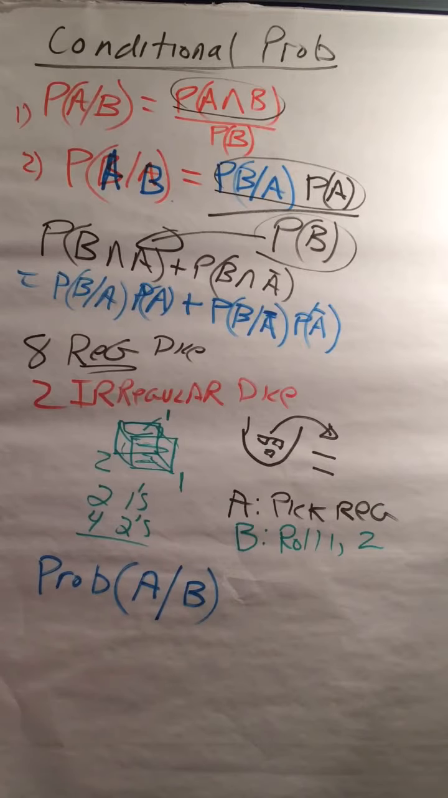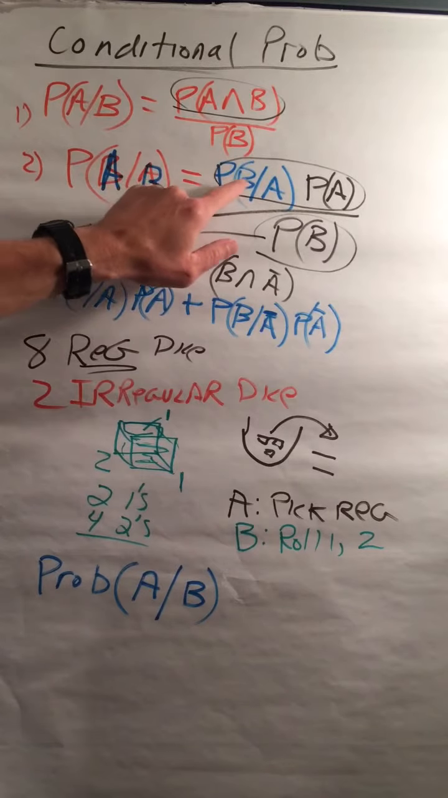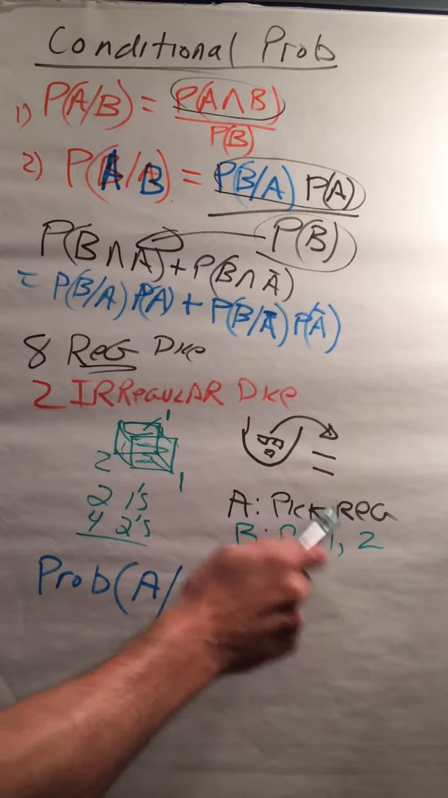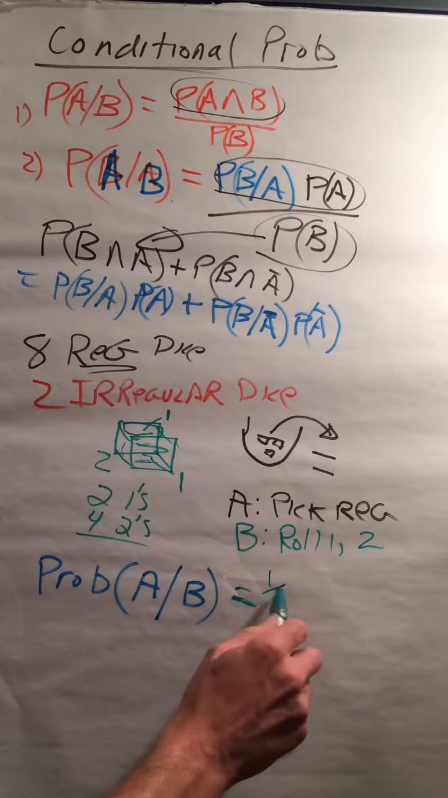So the probability of A given B, if you use this conditional probability formula with B given A, well, B given A says the probability of getting a 1 then 2 given it's a regular die. So that's 1/6 times 1/6.